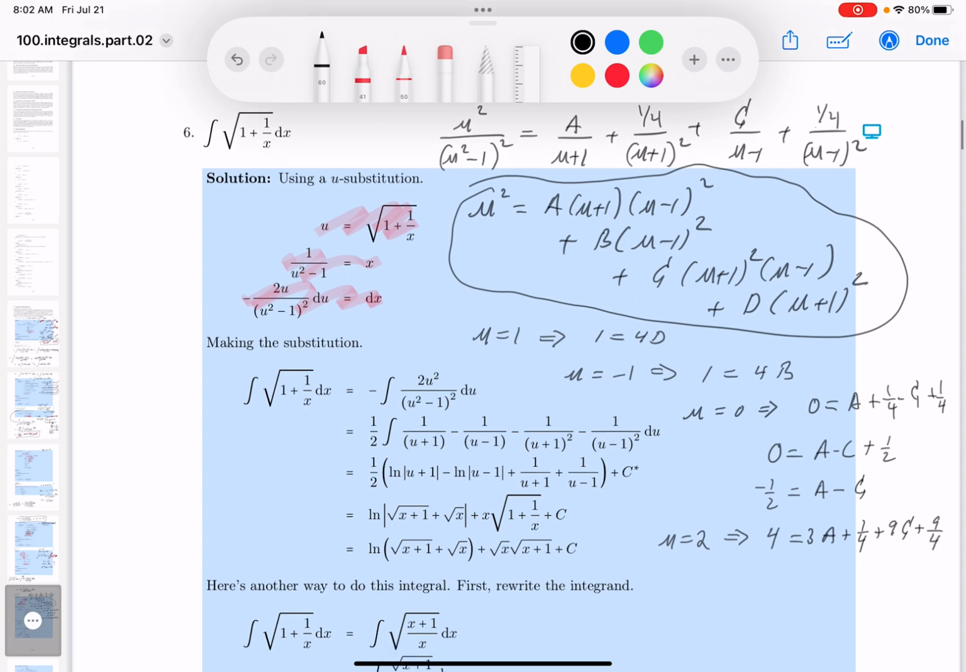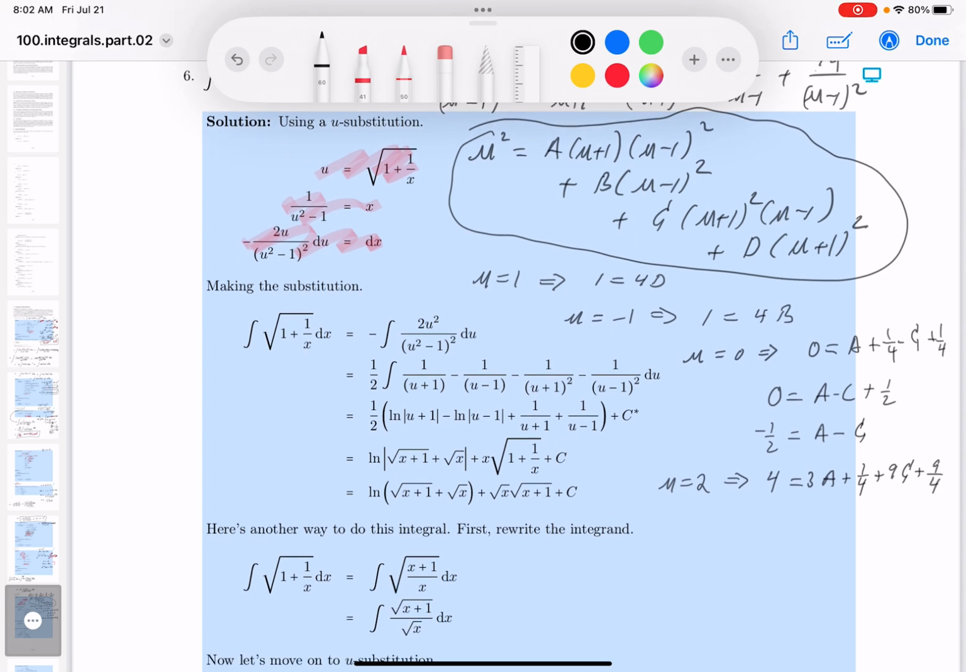All right, let's keep going. And what do you get over here? You get 4, 3A, and 9C. 1 quarter, 9 quarters, 10 quarters. 10 quarters is 5 halves. I'm going to subtract 5 halves from both sides, and that's going to be 3 halves.